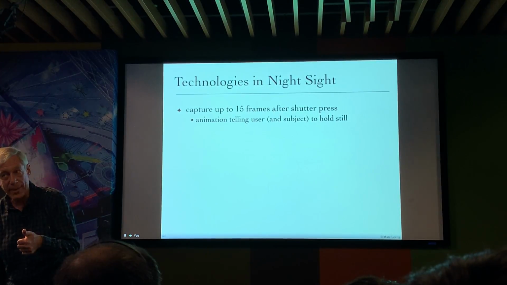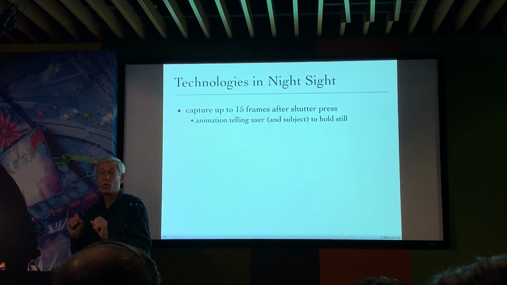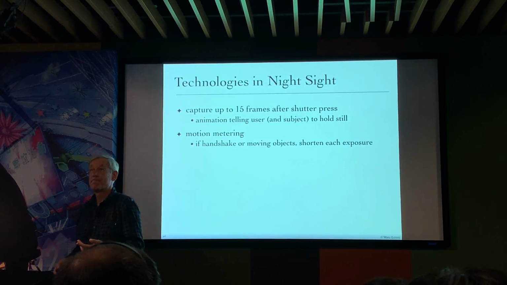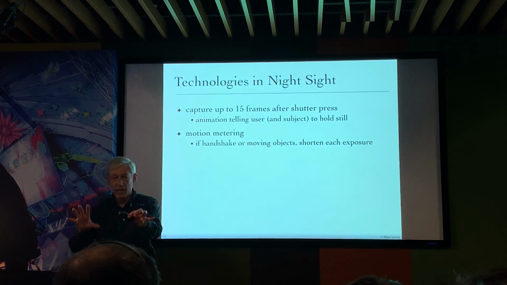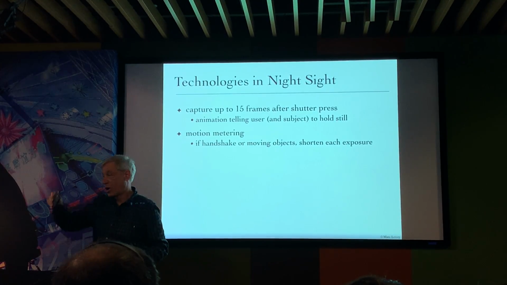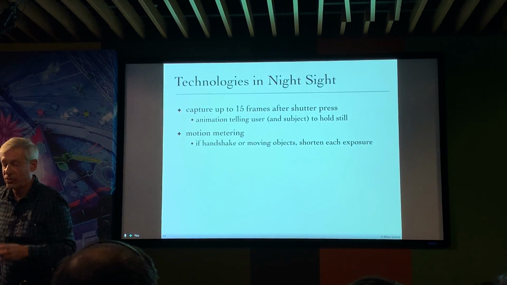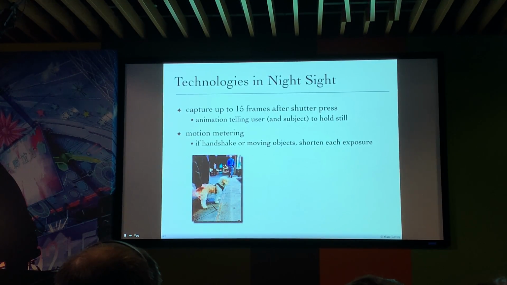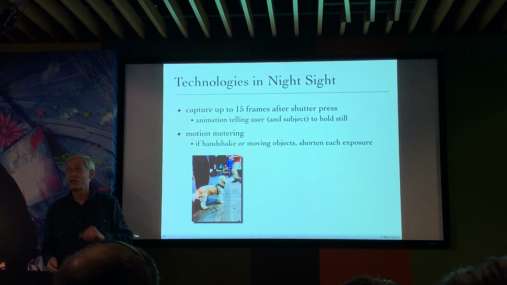So first of all, we capture up to 15 frames after the shutter press. So it's no longer zero shutter lag. You press it and then it captures the frames. We also have AI-based motion metering, which tries to decide how much is moving or how much you are shaking. If you had coffee, it will take shorter frames. If there's something moving in the scene, it will also take shorter frames. If you put it on a tripod or put it on a table, it notices that and it will take longer frames.